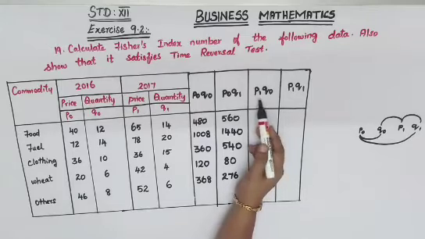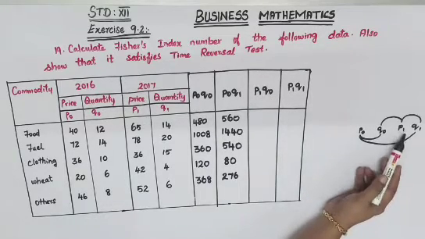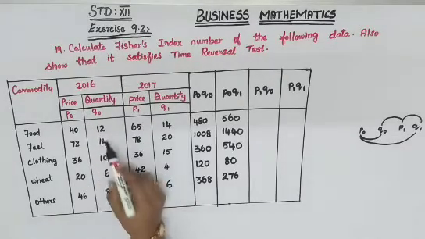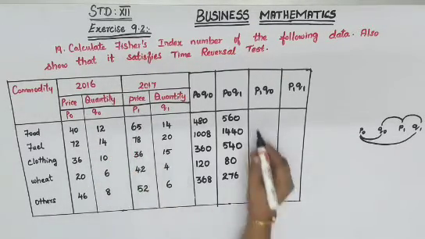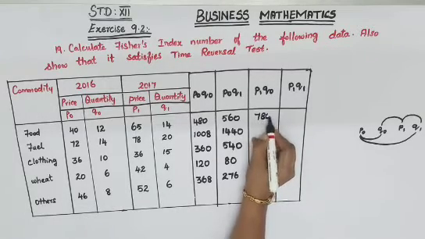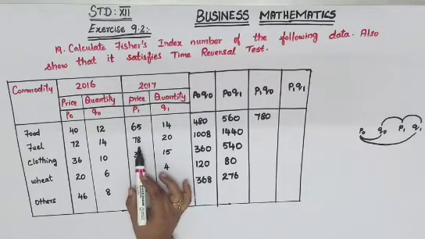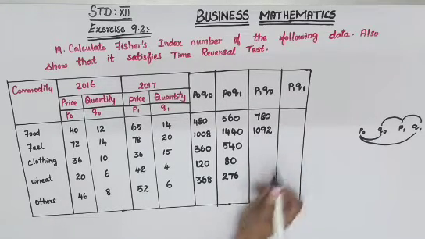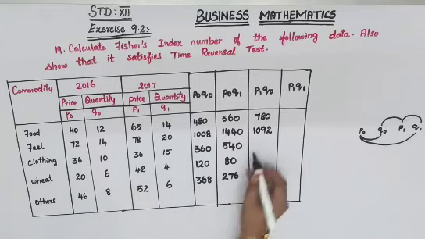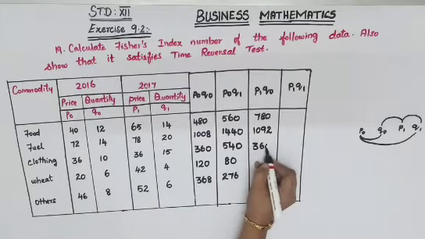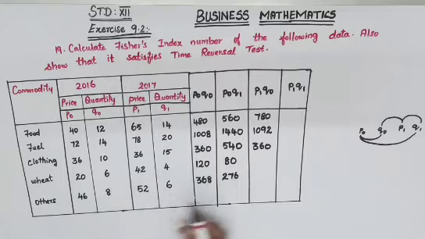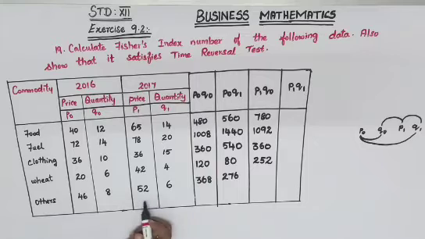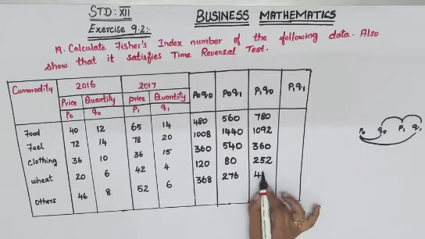Next your third column P1 Q0. Here we have just drawn it. Second and third column you'll have to multiply it. Okay, so here it is 12 and 65 you'll have to multiply. You'll get 780. 14 into 78, if you multiply, you will get 1092. 10 into 36, you will get 360. 6 into 42 will be 252. 8 into 52, you will get 416.